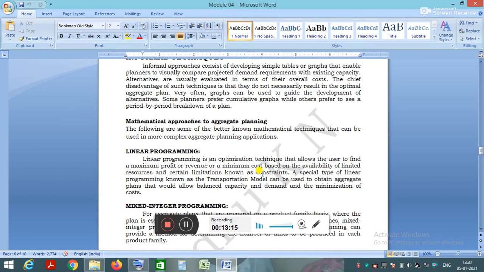Okay, a special type of linear programming known as the transportation model can be used to obtain the aggregate planning. Transportation, we will discuss that later in detail. It is one of the linear programming techniques which is most commonly used in aggregate planning.